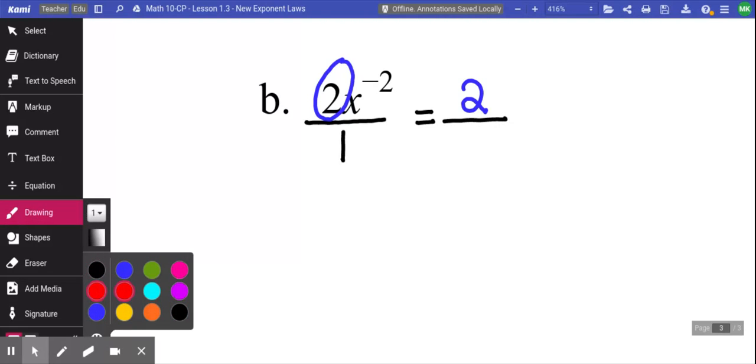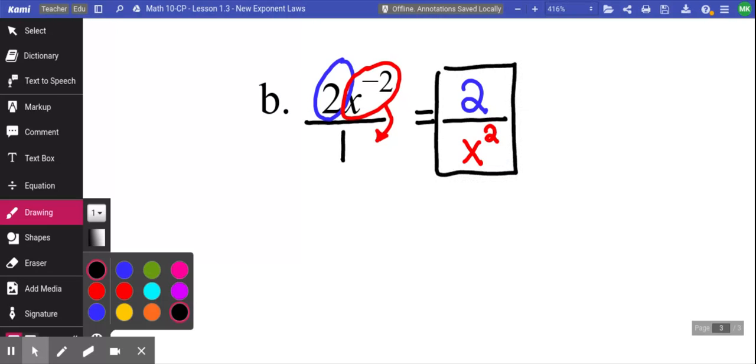The x to the negative 2, that is a negative power. So the entire power needs to move to the other side. It's currently on top of the fraction. It needs to move to the bottom of the fraction and become x to the power of 2. That is your answer.